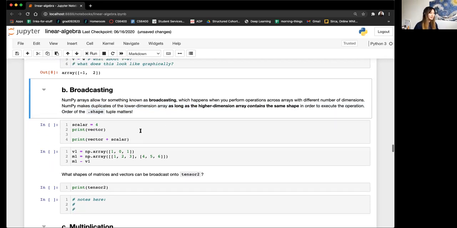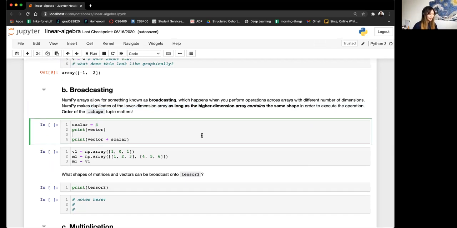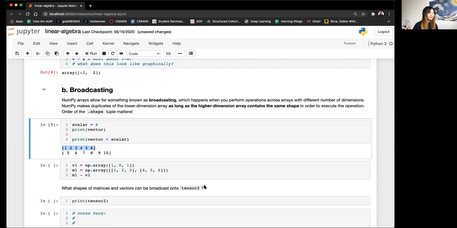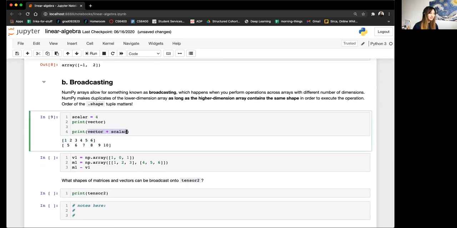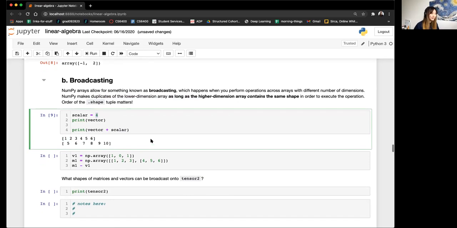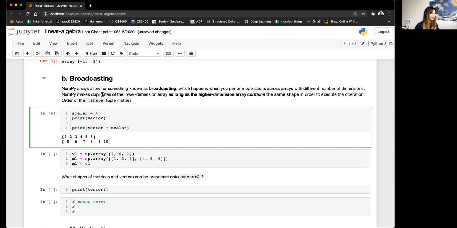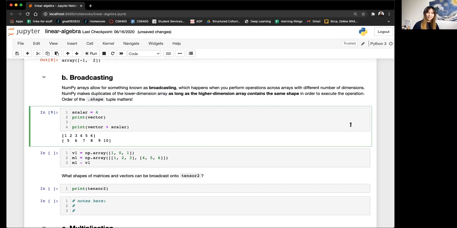As a quick example, let's say I have the scalar 4, and I have this vector 1, 2, 3, 4, 5, 6. If I do vector plus scalar, I don't have to run a loop or anything. I can just do vector plus scalar and it automatically broadcasts the +4 onto my vector, which can be very useful. You don't have to loop through and say for every element +4, it just automatically broadcasts, which is very neat. So this is what I mean by it making duplicates of the lower dimension array, again, as long as the higher dimension array contains the same shape. And I'll use another example to show you when this does not work.